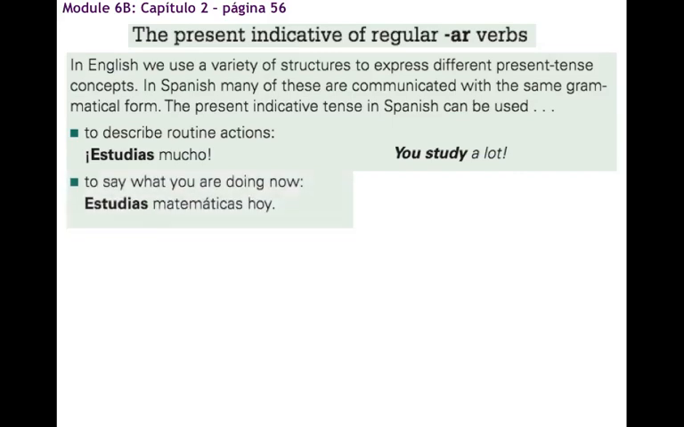The present indicative can be used to say what you are doing. Estudias matemáticas hoy. ¿Qué significa en inglés? And now just put are in there. You are studying. So you can actually have are in there, but you don't use soy, eres, es. You don't use any of the ser forms in there. It's just put in there as a translation without the word actually being in the Spanish sentence.